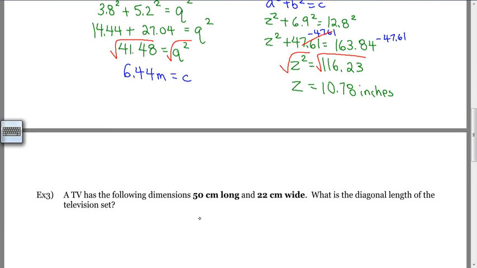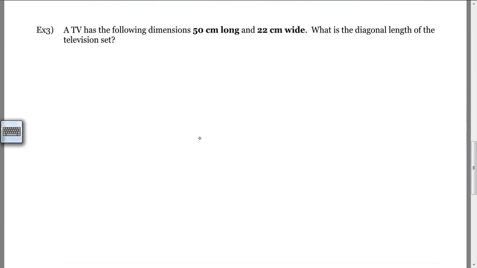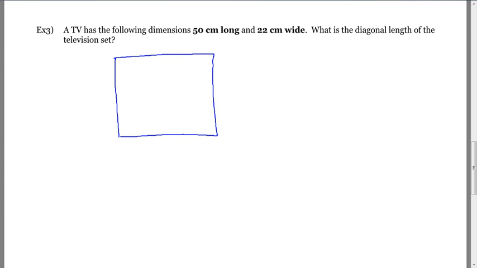Let's do a story problem. A TV has the following dimensions: 50 centimeters long and 22 centimeters wide. What is the diagonal length of the television set? So let's draw a picture first. This is my TV. Right. 50 centimeters long and 22 centimeters wide. So I'm going to do this way here. My drawing's not accurate, obviously. 22 centimeters and 50 centimeters. And we want to figure out what the diagonal is.